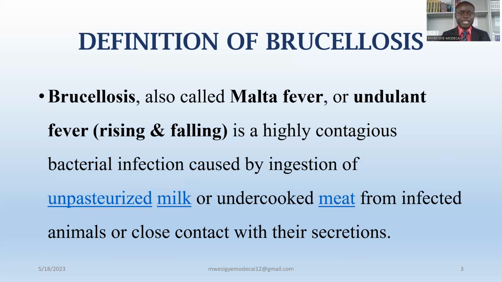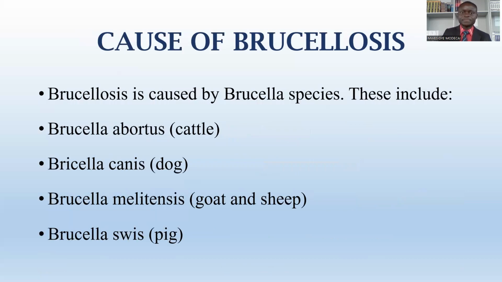So for a person to get this brucellosis, he should have ingested unpasteurized milk or eaten the meat from an infected animal which was undercooked, or have contacted the secretion. That is brucellosis, a highly contagious bacterial disease. We can also call it mild fever or undulant fever. And I've said undulant simply means rising and falling.